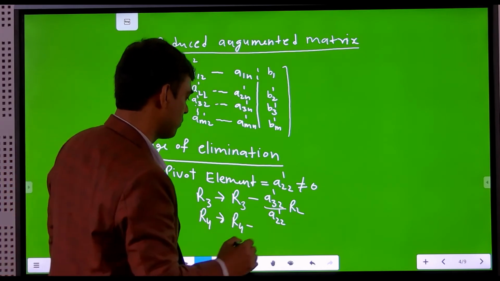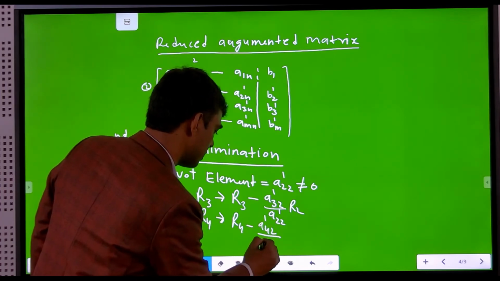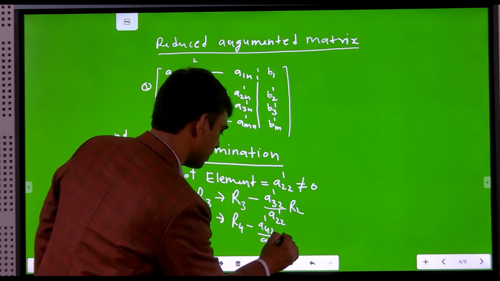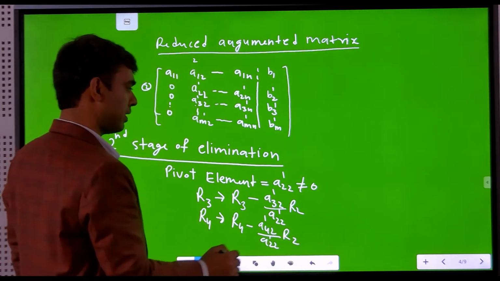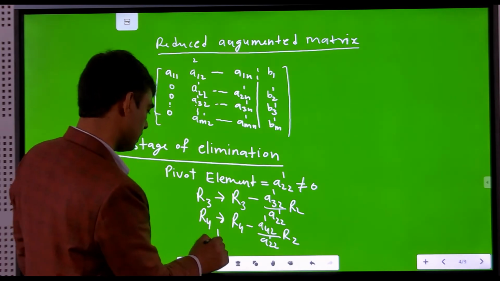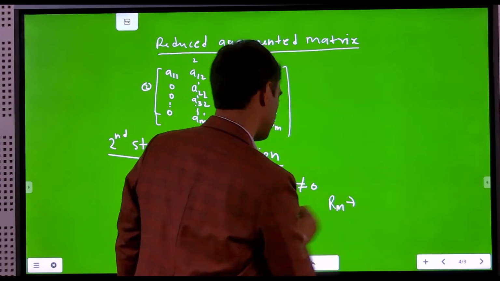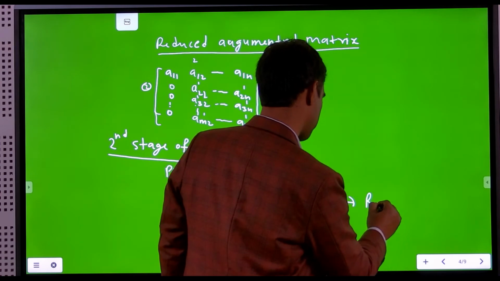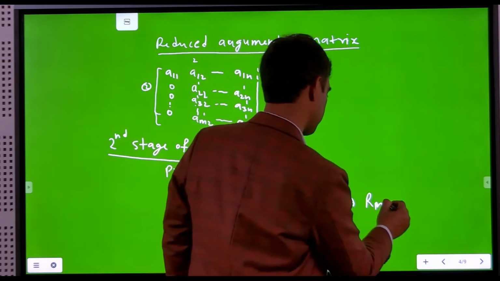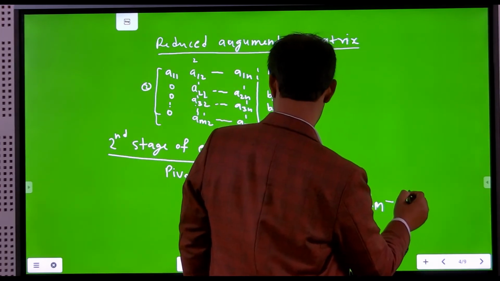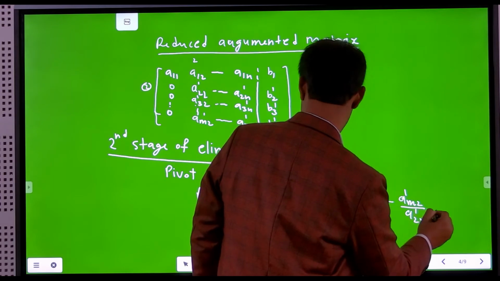R4 becomes R4 minus A42 dash upon A22 dash times R2, with the help of R2. In a similar manner, for the mth row, Rm tends to what we write in the previous stage: Rm minus Am2 dash upon A22 dash times R2.